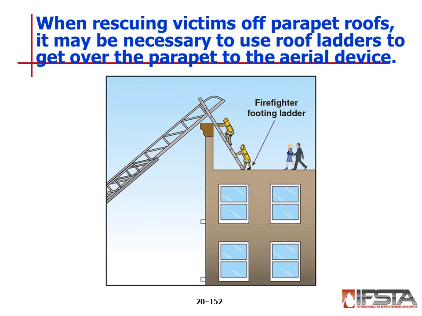Placement of the aerial device for rescue from balconies with railings or roofs with parapet walls should follow the same guidelines. When rescuing victims off of parapet-style roofs, it may be necessary to use a roof ladder to get over the parapet to the aerial device. The aerial device should only rest against the target if the manufacturer approves supported operations. If the parapet is structurally sound, the roof ladder should rest against the parapet rather than the aerial ladder.